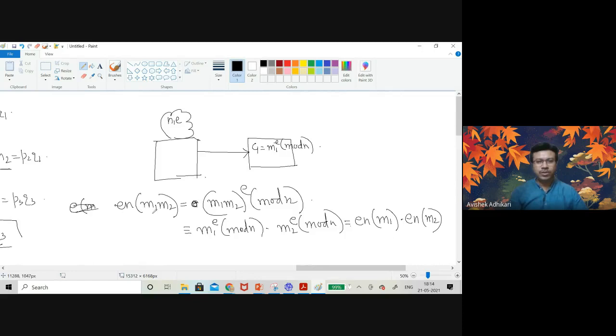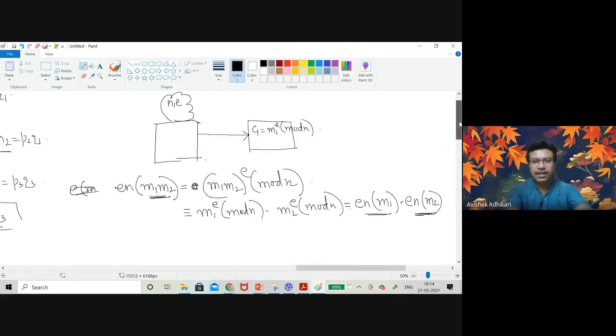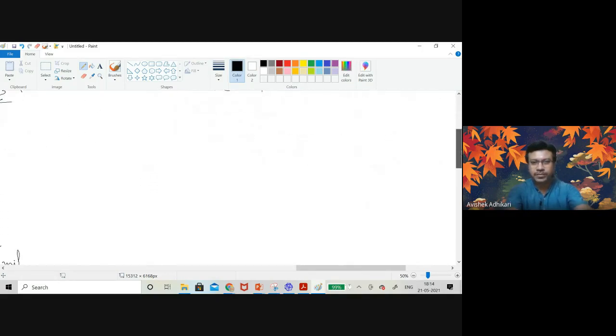So encryption of M1 into M2 is the same as encryption of M1 into encryption of M2, and that is the basic trick here that the attacker has used. Let's see how. The attacker knows C1 equal to M1 to the power E modulo N. Now what is the aim of the attacker? The attacker wants a 1% increase, say a 10% increase of it.